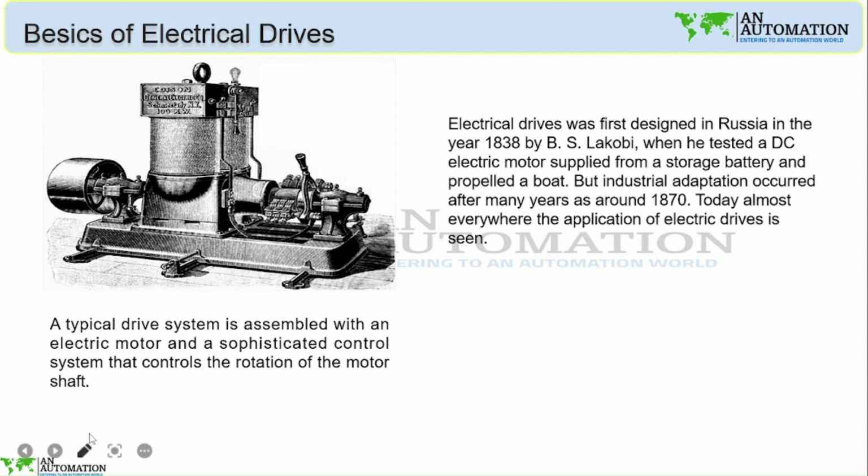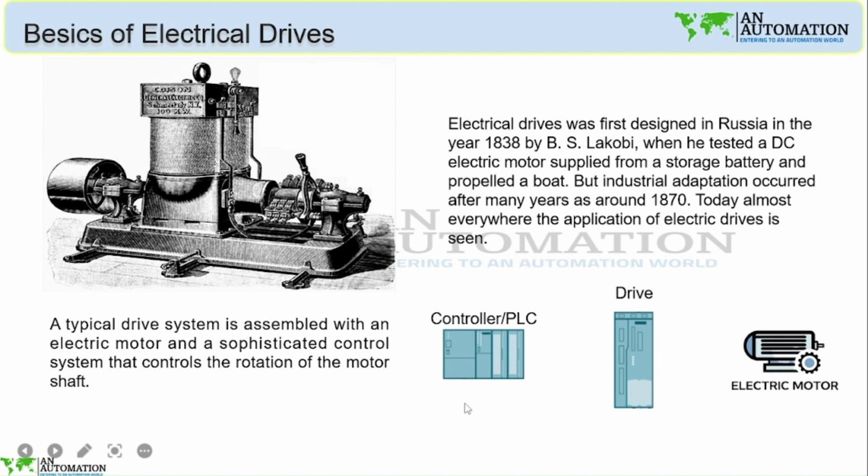A typical drive system is assembled with an electric motor and a sophisticated control system that controls the rotation of the motor shaft. At first, the control system gives the command to the drive to control the electric motor. Then the electric drive checks that a suitable AC supply is available for powering up its power unit. Then it generates a square wave PWM signal, a three-phase line in square wave format, to run the electric motor.